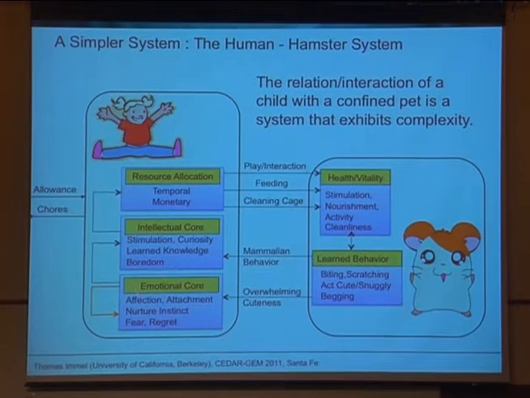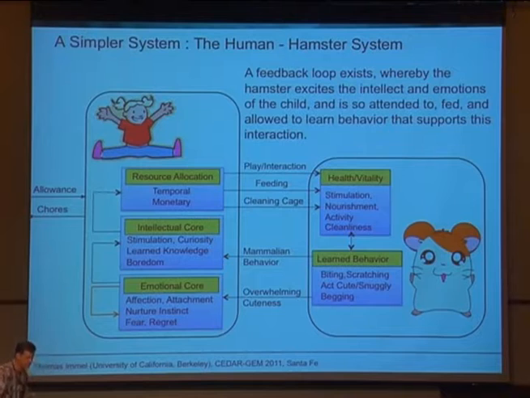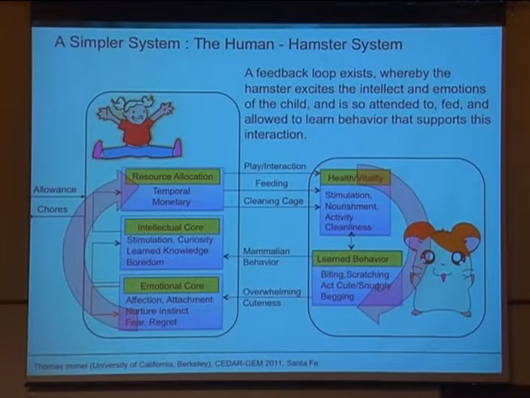So these can feed back into the resources that are available to the human through its work, possibly through chores and an allowance, to provide spare time for the interaction, and to find resources to feed, and even to clean the cage. But children don't want to do that, and so it helps that the hamster is providing a feedback in the system, that the hamster is pushing the emotions of the human to do things that it normally wouldn't do.